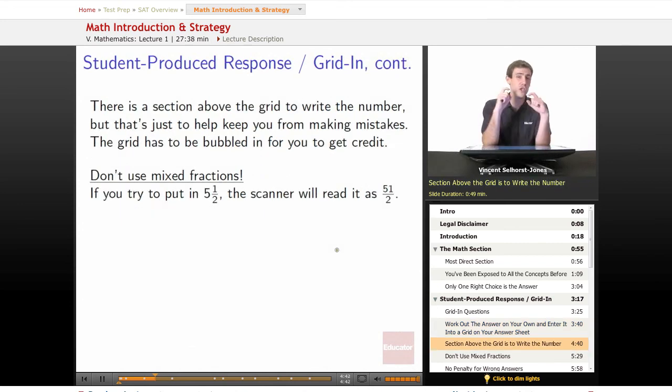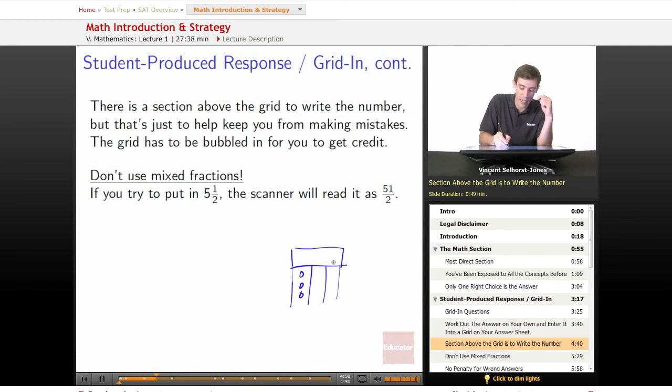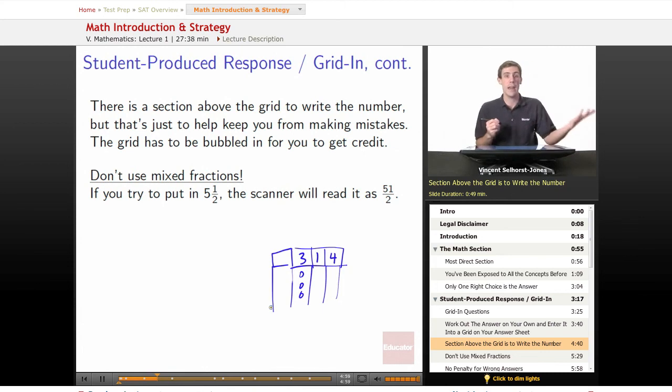So there's a section just above the columns. There will be 4 columns full of things to bubble, and above that is a place for you to write in your number. So you might be able to write like 314, right? Though it would actually have 4 columns, so there'd be a 4th one. So you might be able to write in that number.